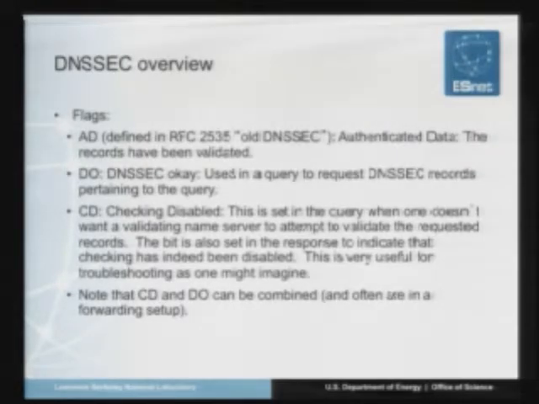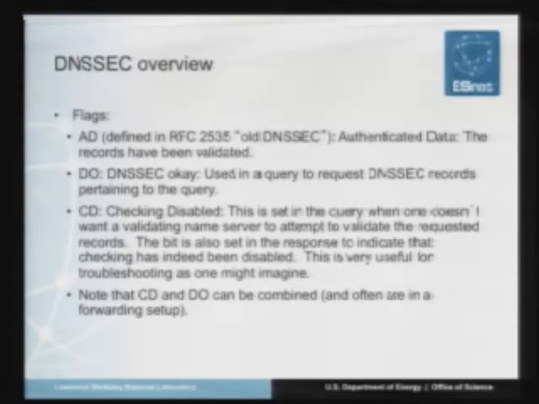Let's talk a little bit more about some of the flags we'll see in DNSSEC if we're actually doing DNSSEC validation. AD is one of the big ones that tells us that the name server has been able to validate the record we're asking for. It has a chain of trust, and the record actually validated.